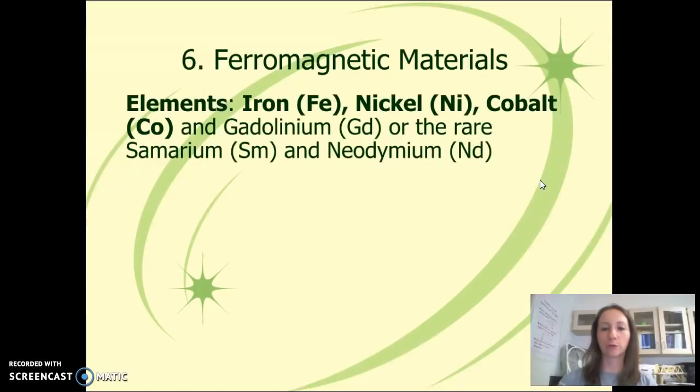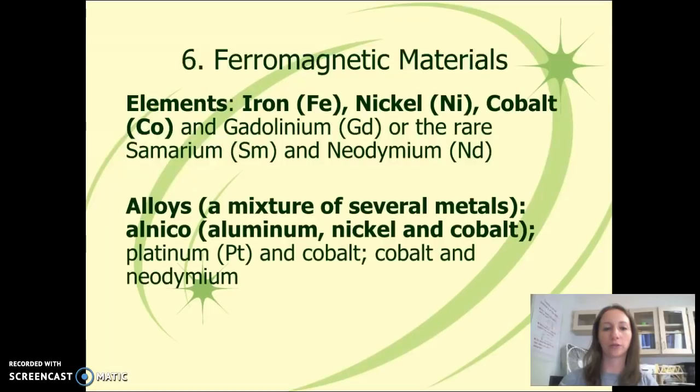Alright, some other examples might include nickel, cobalt. There's some rarer ones like neodymium. Also alloys, which are just mixtures of metals that contain things like iron and nickel and cobalt. Aluminum's an example. Steel.